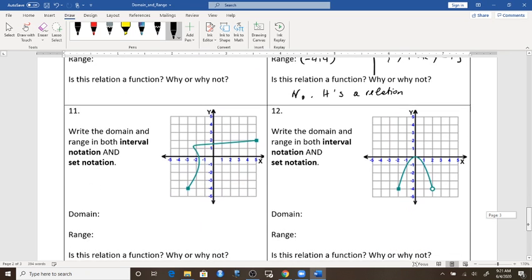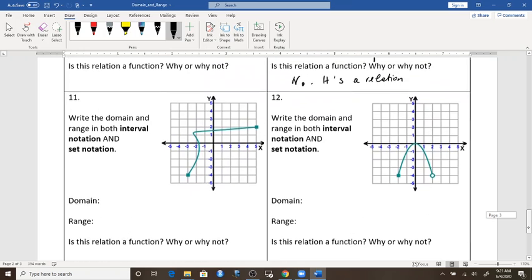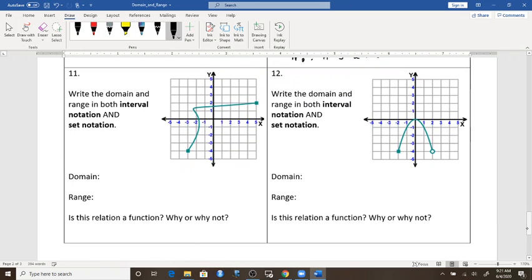And then the last problem, which is number 12. Here, for the domain, it's a little bit tricky. We know it's continuous. For the domain, the lowest possible value of x is -2, so we're going to put a square bracket at -2, and the largest is +2, so a round bracket. And then in set notation, we're going to write this as x such that x is greater than or equal to -2 and less than 2.